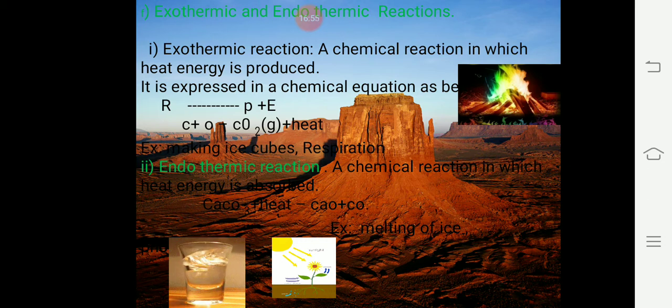And next one is endothermic. Endothermic is the vice versa of the exothermic. In exothermic, heat is produced, but in endothermic, heat is absorbed. For example, melting of ice. For making ice, we need some energy, and in melting of ice, we absorb some energy. And one more is photosynthesis. In photosynthesis, green plants absorb some sunlight and prepare food. These are all examples for endothermic reactions.